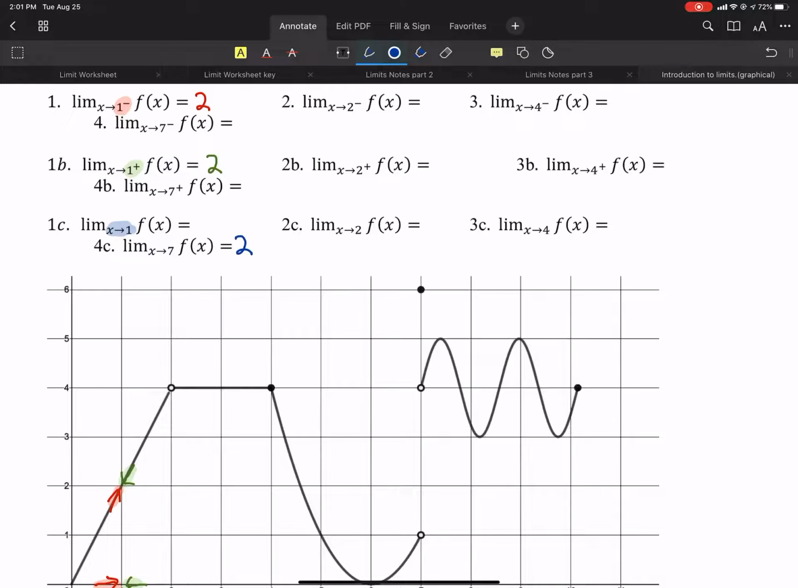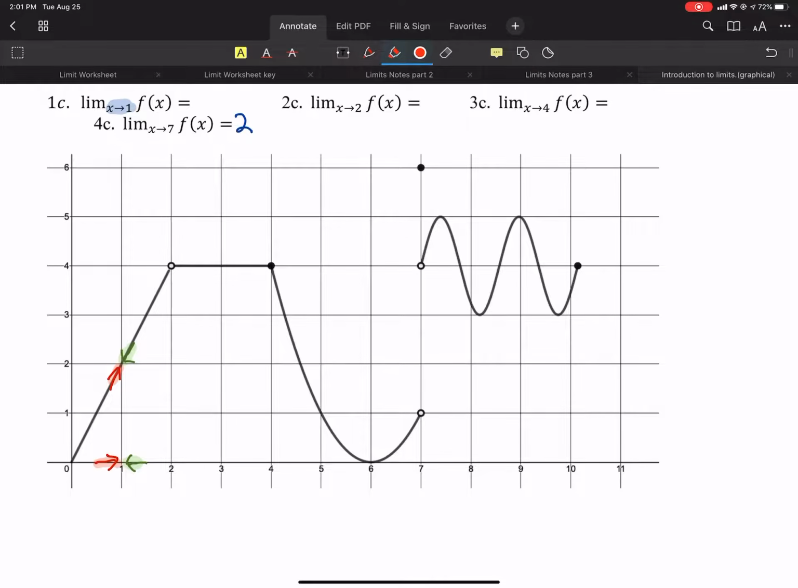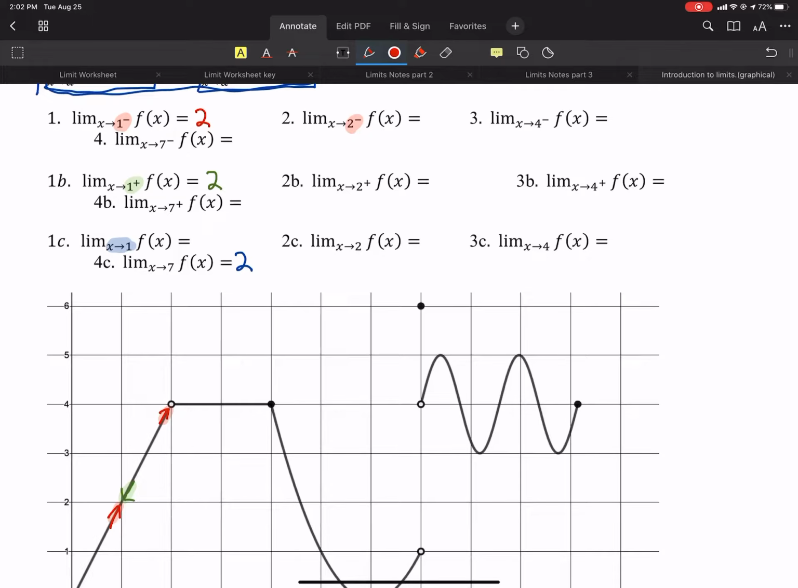Let me start with red again. The red will always be from the right for us. Or, no, it's from the left, sorry. So we're approaching 2 from the left. Well, here's 2. And here's to the left. So I want to approach from the left, but I need to know what the y value is doing, so I have to look at the graph. And clearly, as I get close to 2 from the left, the y value looks like it's getting really close to 4. Hopefully you got that.